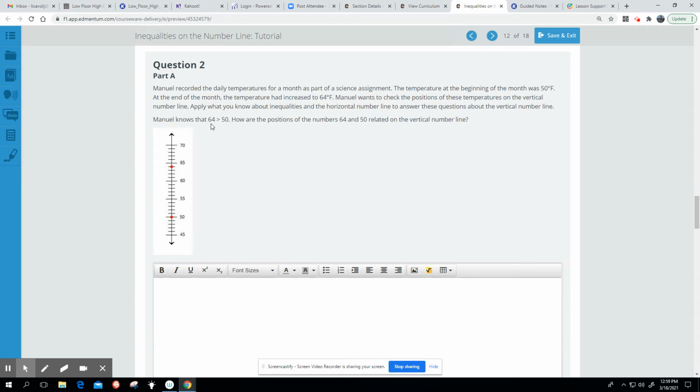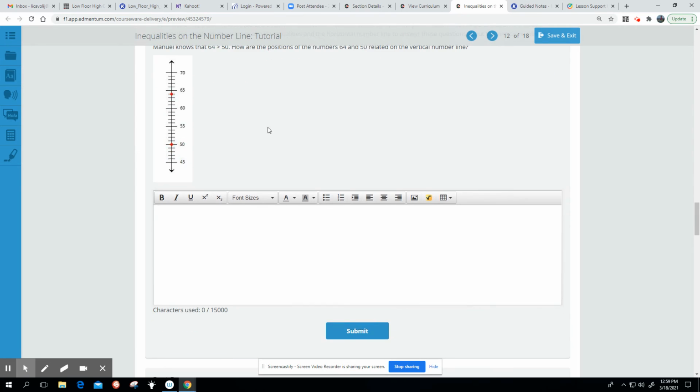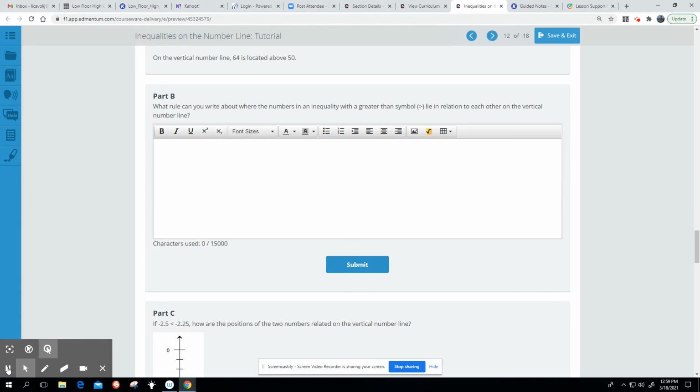Manuel knows that 64 is greater than 50. How are the positions of the numbers 64 and 50 related on the vertical number line? So we can see that 64 is above 50. So the number 64 is above the number 50 on a vertical number line.